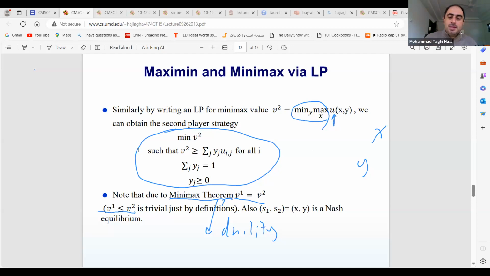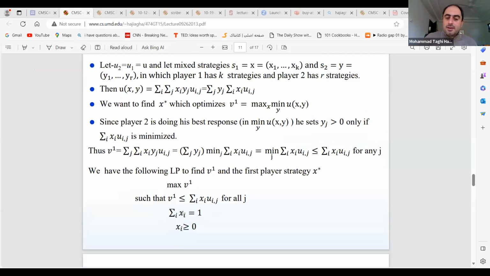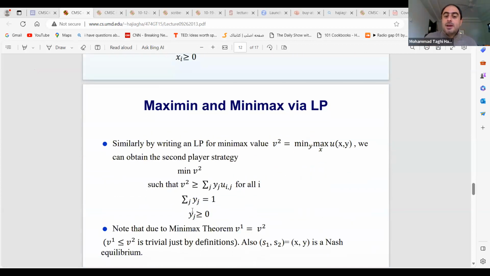So in this LP, the variables are X essentially. So you get here X essentially for the first player. Here the variables are Y, so you get a strategy for the second player, and as a result, you can just put S1, S2 equal to XY, which is a Nash equilibrium. And these three theorems are essentially the same.